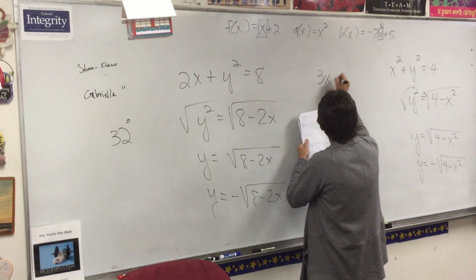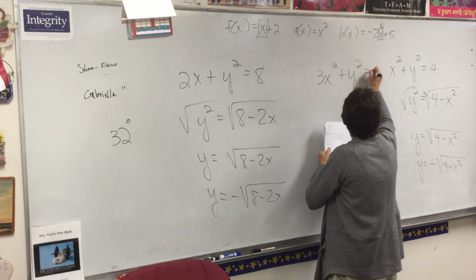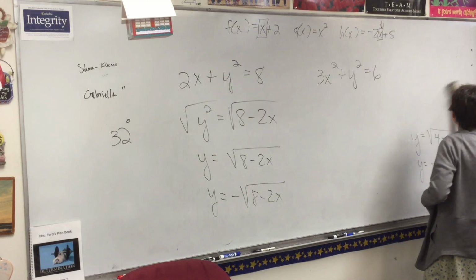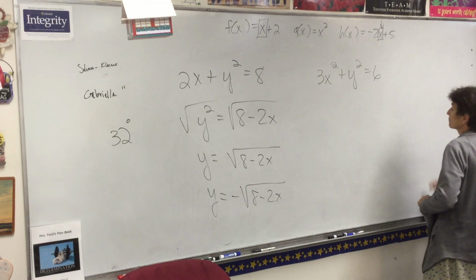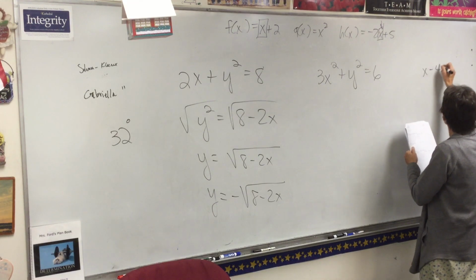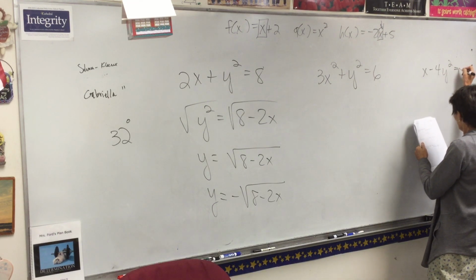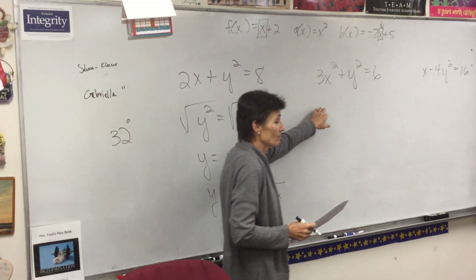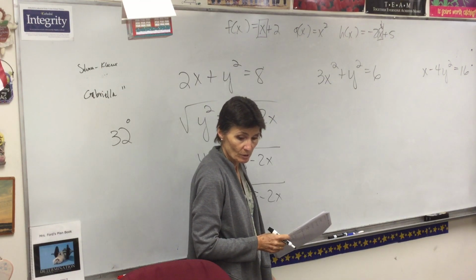All right, try this one on your own. Find the implicit functions for that equation. Okay, find the implicit functions here. This only takes a second. You should have this close to being done.